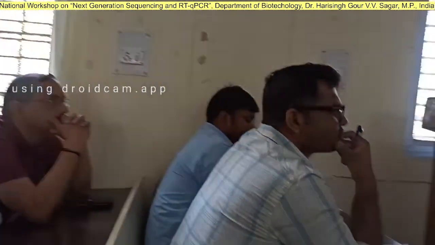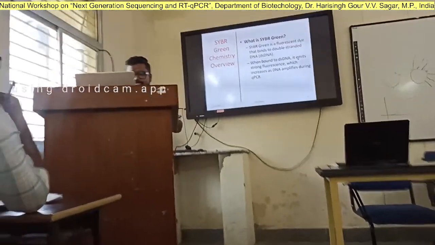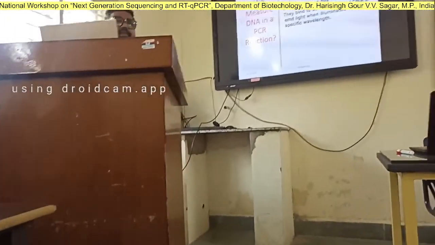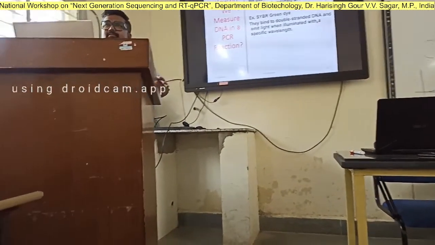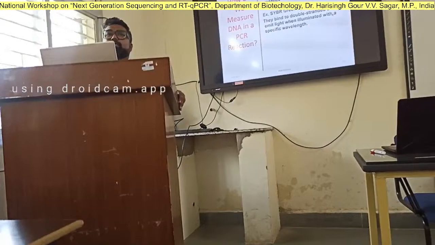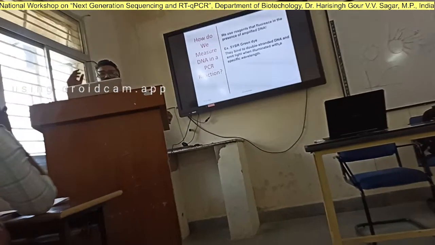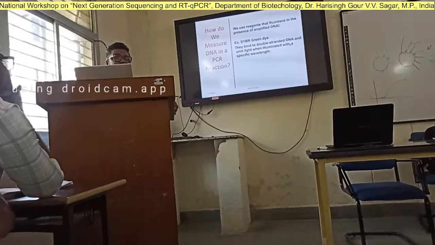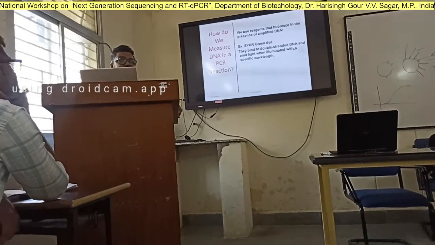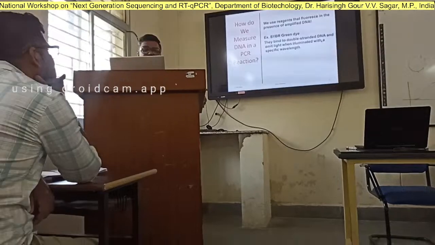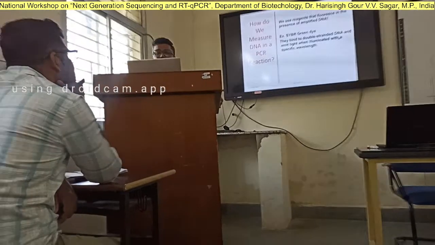Study that we discussed about. Okay. So what is SYBR? Primarily, it's a dye that goes and binds with double stranded DNA, and when you shine a specific wavelength, it starts to fluoresce.